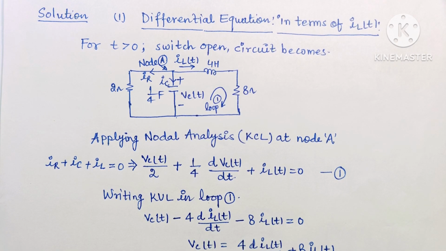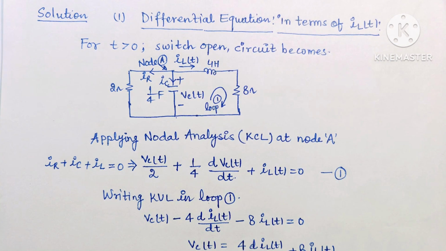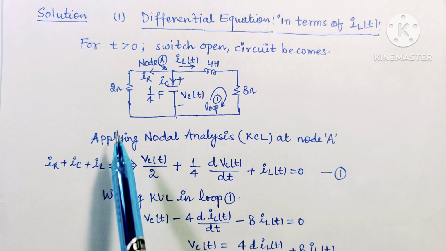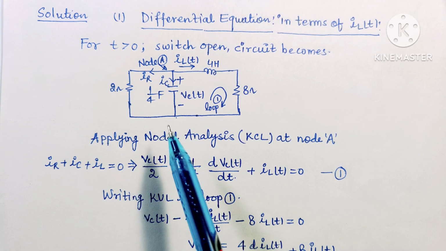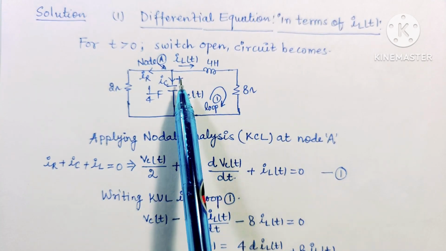So first of all, we will find the differential equation of the circuit. Since we have to calculate iL(t) for t greater than 0 seconds, we will find the differential equation in terms of iL(t). So here we can see that this circuit is given, and for t greater than 0 seconds, the switch will be opened and the circuit will be like this.